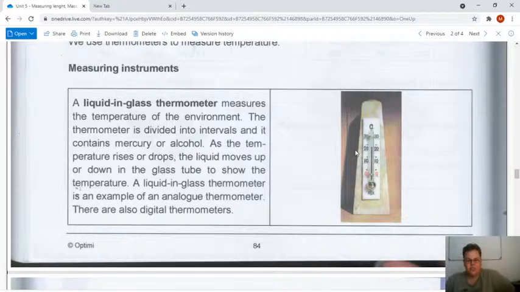There are digital thermometers. The digital thermometer will be the one that you put in your mouth or under your arm when you go to the doctor. That is a digital thermometer. These are generally used inside a home, outside a home, to measure the temperature of a swimming pool. These types of thermometers are used because it is so accurate.